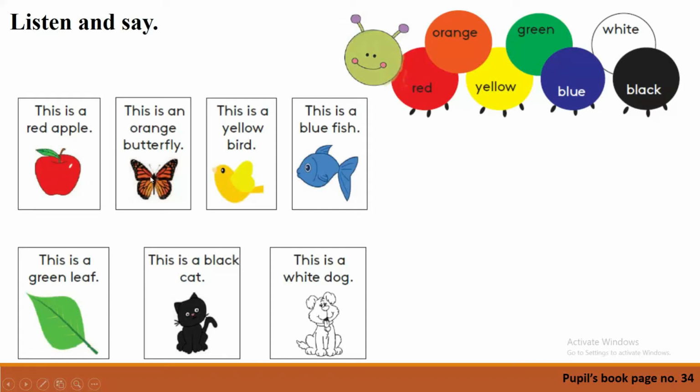Yes, number 2. Who is this? Butterfly. What color is it? Very good. Orange. This is an orange butterfly. Orange, we can't say a orange, because it begins with a vowel sound. So how do we say? This is an orange butterfly.